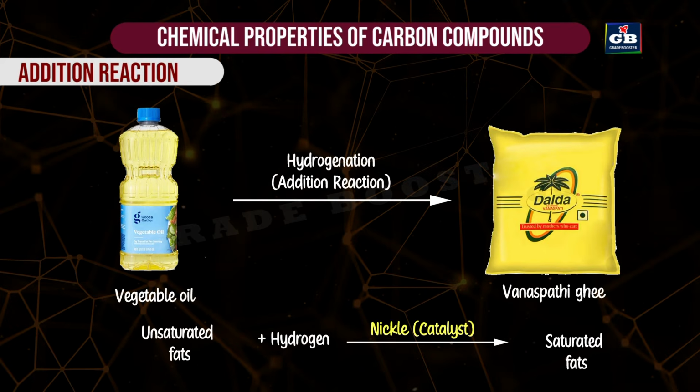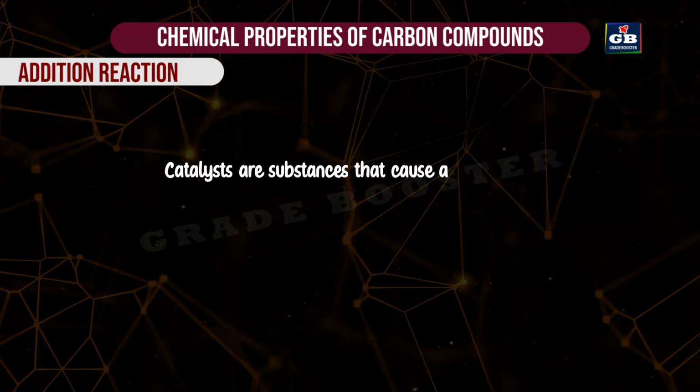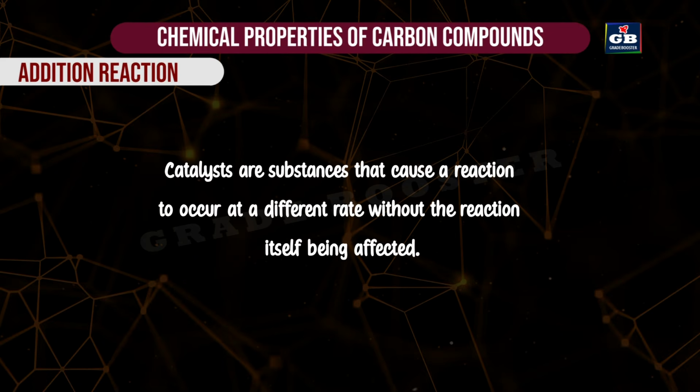This process is called hydrogenation of vegetable oils. Catalysts are substances that cause a reaction to occur at a different rate without the reaction itself being affected.